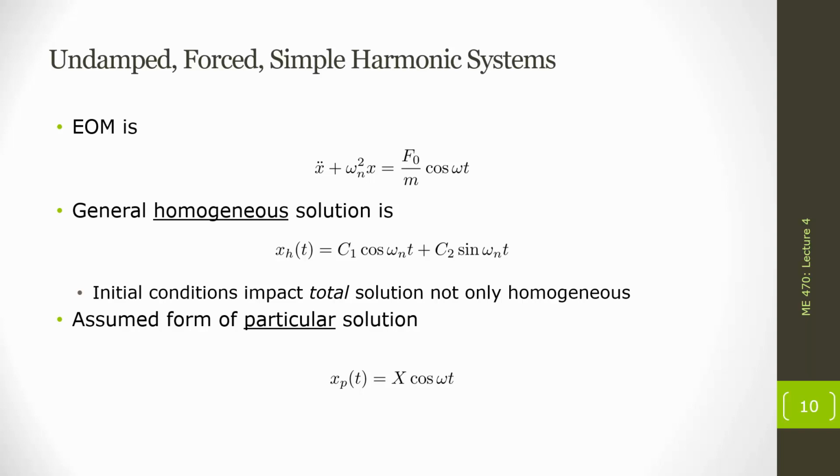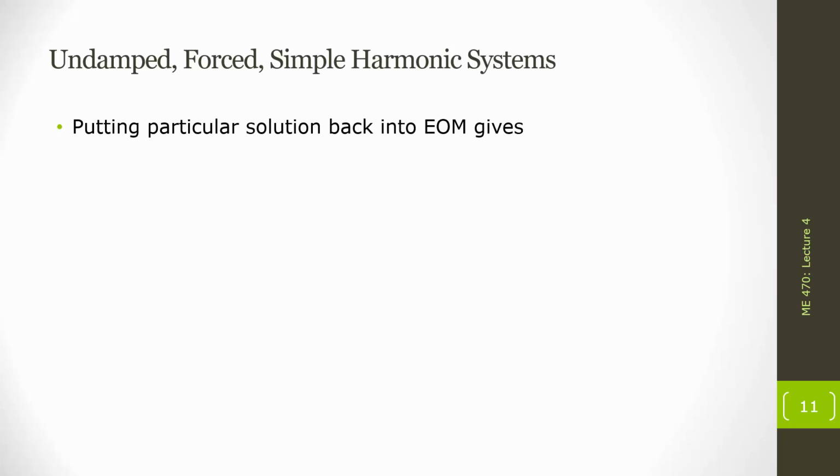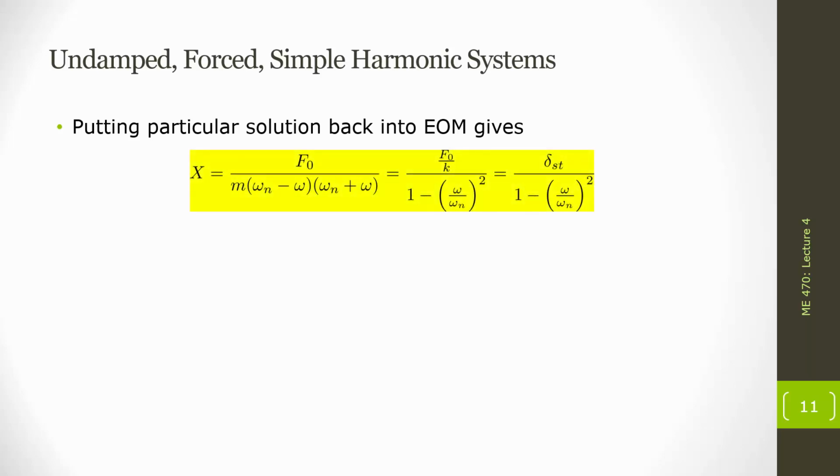So what we need to do first is find what is the amplitude of that particular solution. So what we do is we can take that assumed form and we can put it back into our ordinary differential equation and see what X must be that's going to satisfy the equation. And if we do that, we're going to get the X in 3 different ways we can write it here, but they're all equivalent to each other.